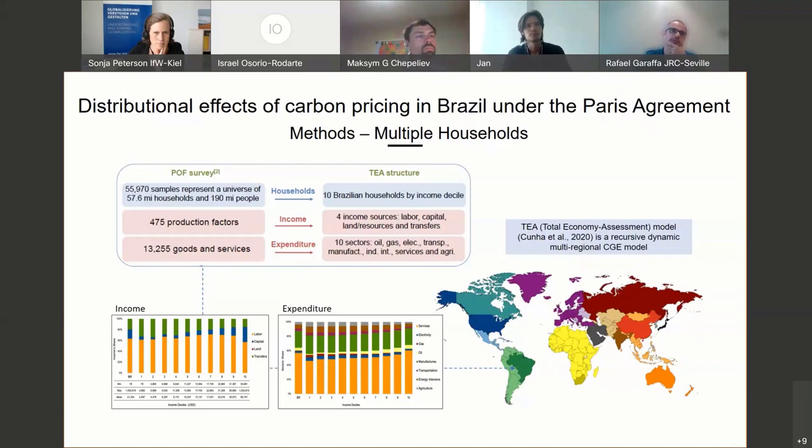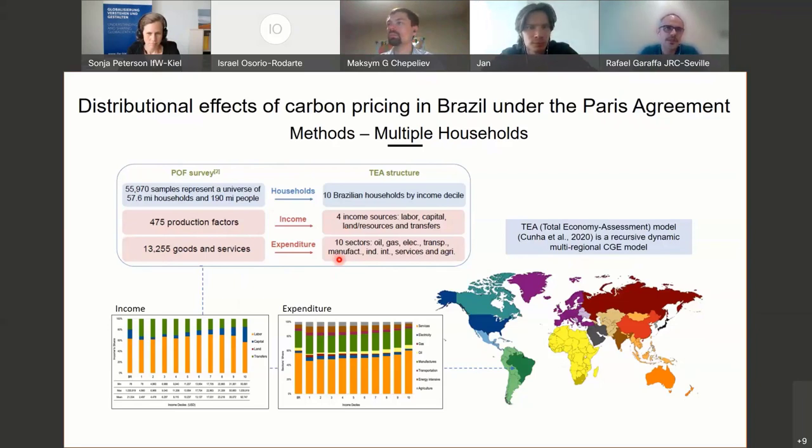So going to the left side of the picture, we represent here the method to derive the multiple households. We start from the POF survey, the Pesquisa de Orçamentos Familiares, which is the household budget survey, with a large sample representing more than 57 million households. Then comes the challenge to aggregate this into 10 household types, and the same challenge applies to the 475 production factors going into 4 income sources, and more than 13,000 goods and services going into the 10 sectors, each sector representing one good and one service. So that's the challenge, of course, of CG models.